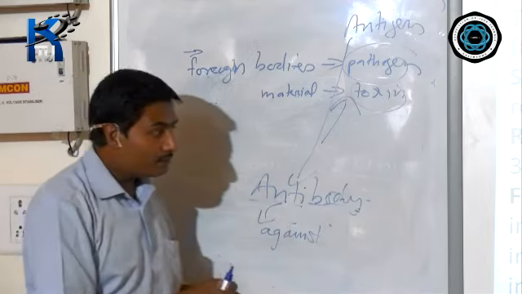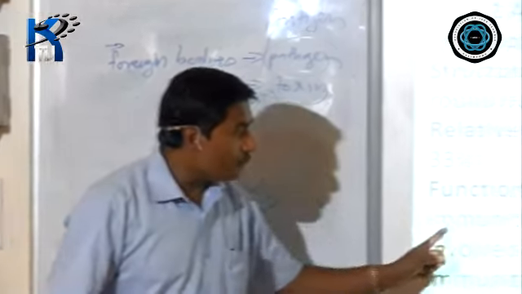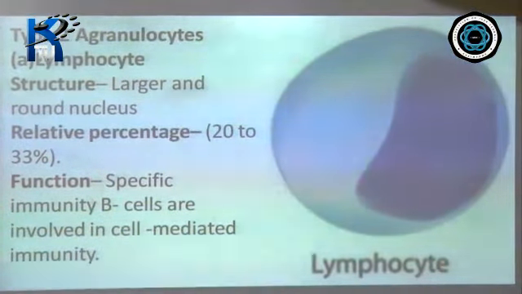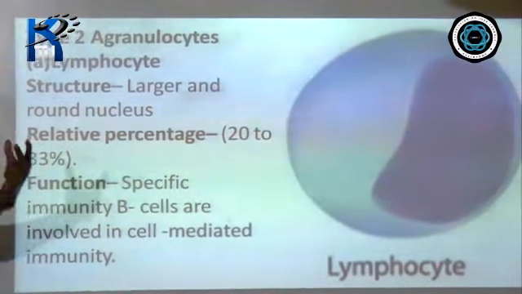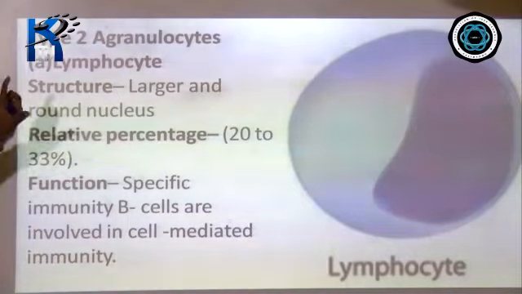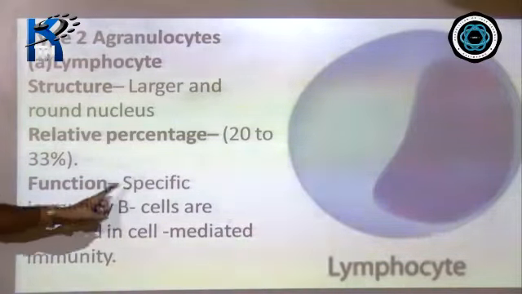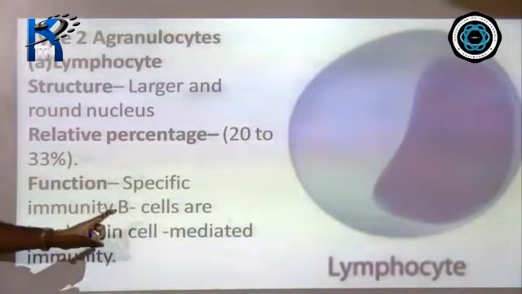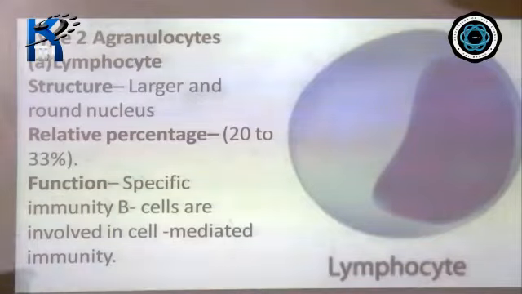So who does it? Specific immunity. I have used the term specific. That means, suppose fire, then what can extinguish the fire? Water. So that is specific in nature. Against any type of weapon, any type of material, you have a specific antibody for that. So that is called specific immunity. B cells are involved in antibody-mediated immunity. Okay.